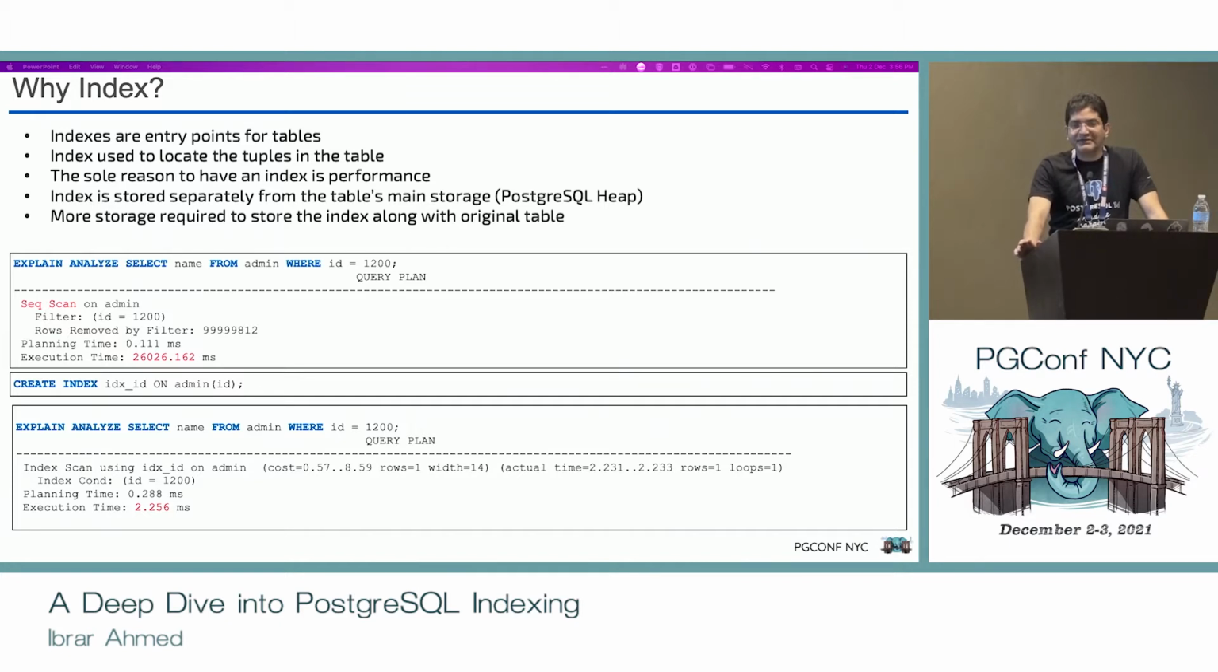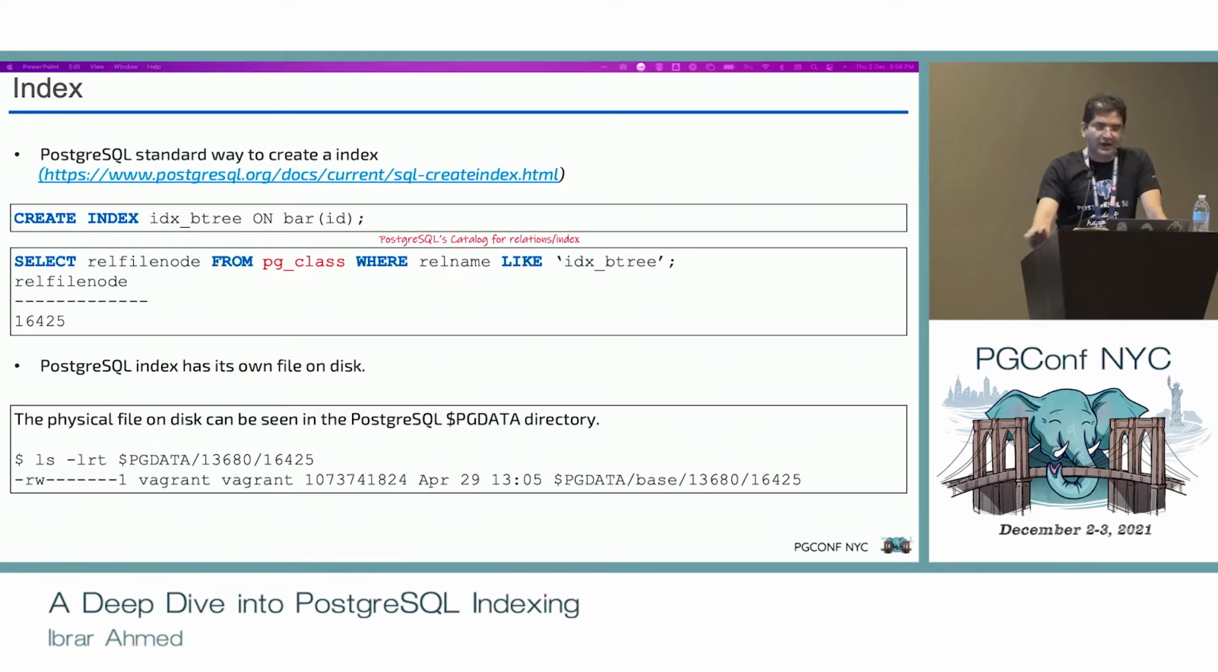Because previously, we were searching for the value 1200 in each and every tuple, comparing it with the tuple. But now we are directly pointing to that tuple and returning it. That's why the time reduced drastically.